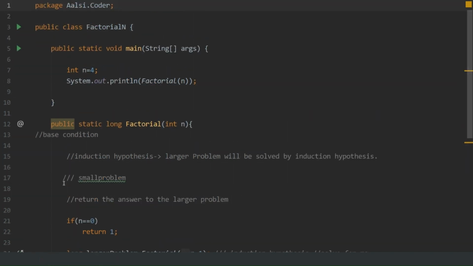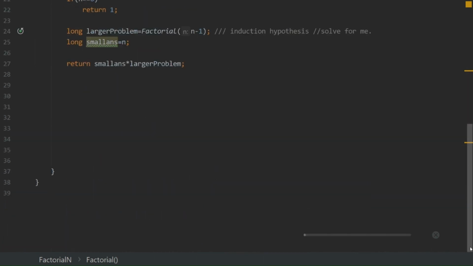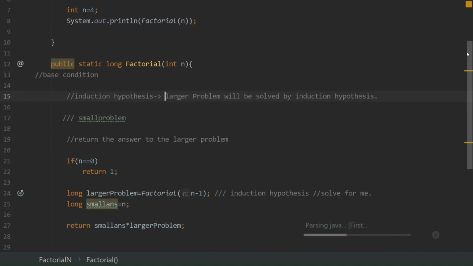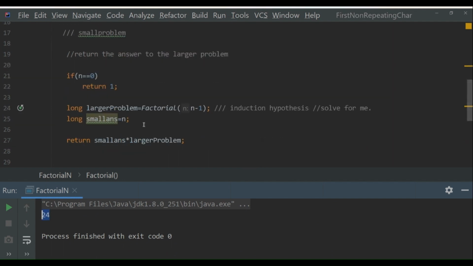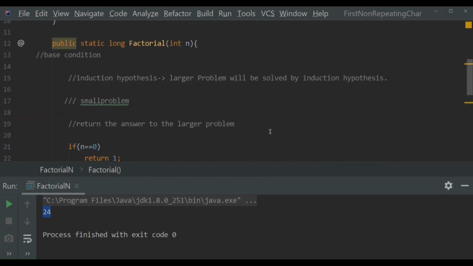Let's try to run it and see. For n equal to 4, it should give 24, correct? So let's see. It indeed gives us 24. See how easily we solved a recursive problem. We just solve the base case and the small answer that we know is easy to compute, and let recursion, the induction hypothesis, solve the larger, difficult problem. Trust me guys, using this approach we can solve any recursive question with ease and you won't struggle.